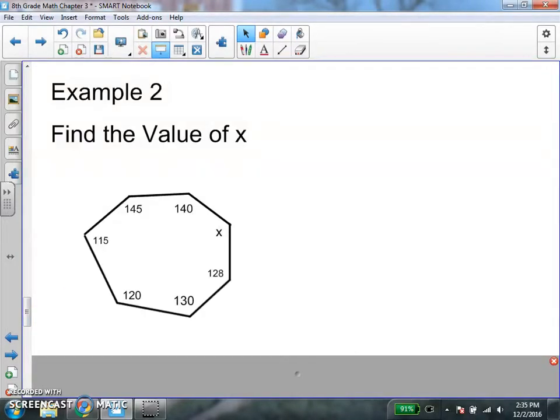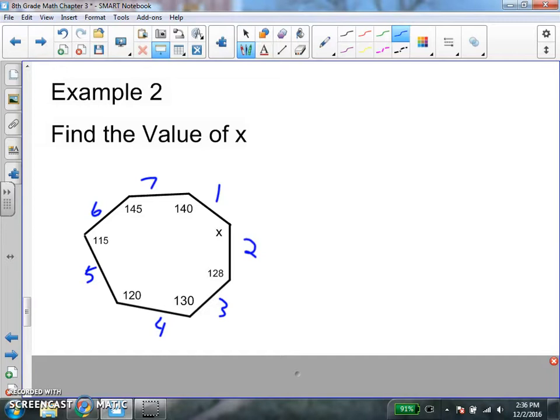Alright, I am back, and we are now on to example 2, where our directions tell us that we need to find the value of x. First, let's take a look at the polygon and see what I know about it. Looks like it's got 1, 2, 3, 4, 5, 6, 7 sides. So knowing that, should I be able to find out the total measure of the interior angles of this shape? Well, I just found out that the sum equals the number of sides, so 7, minus 2, times 180. Okay, so S equals 7 minus 2 gives me 5 times 180. And 5 times 180 should give me 900 degrees. So this is what the total of my 7-sided shape should add up to.